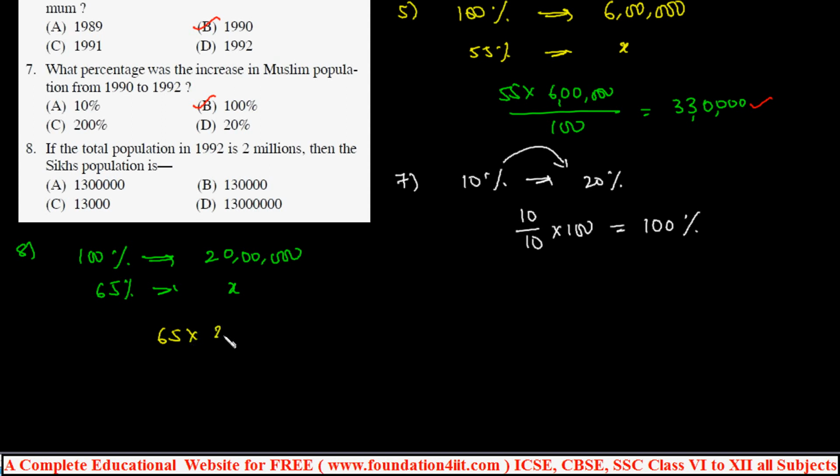Yes, you can do cross multiplication. Just 65 into 20 lakhs by 100. Calculate this. 65 twos are 130, 4 zeros, right? Because we cancel this part. How much is it? 13 lakhs. So 13 lakhs. So the option is this one. So option A, 13 lakhs.